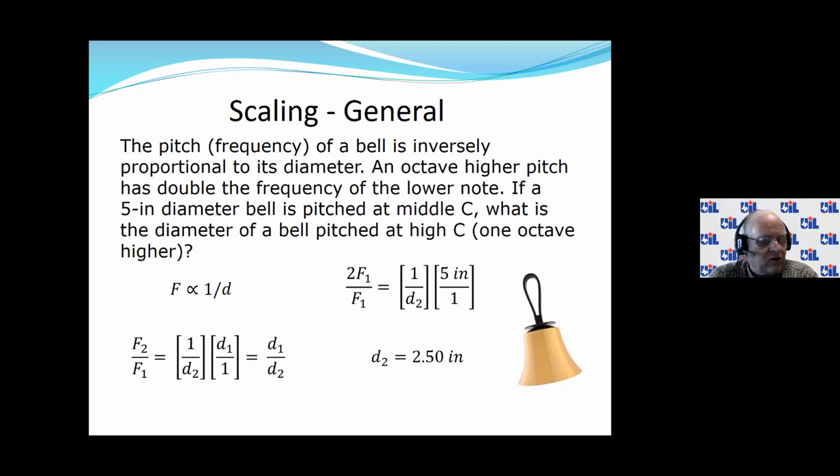One of the more general rules is for bells. For any bell, if I want to go an octave higher or an octave lower, I simply change the diameter accordingly by a factor of 2, either 2 times larger or 2 times smaller. So I multiply by 2 or multiply by a half, depending on whether I want a lower pitch or a higher pitch by 1 octave, respectively.